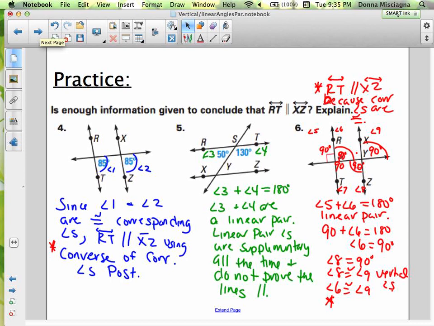We know nothing about the second one, number 5 there, because we're only given linear pair angles. So linear pair angles doesn't prove anything to be parallel. Let's learn some more ways, because we can't always just use corresponding angles. Let's learn some more ways to prove our lines parallel.